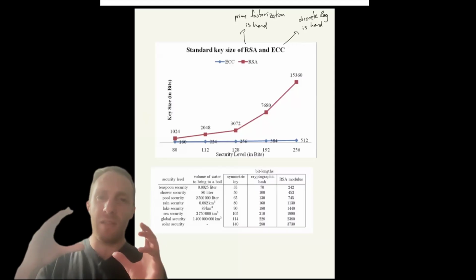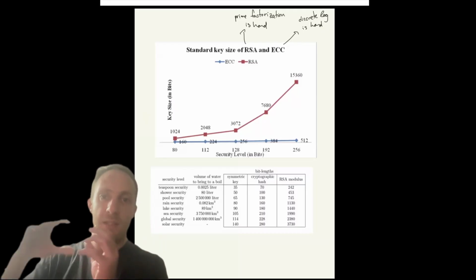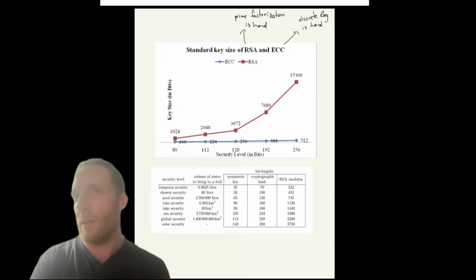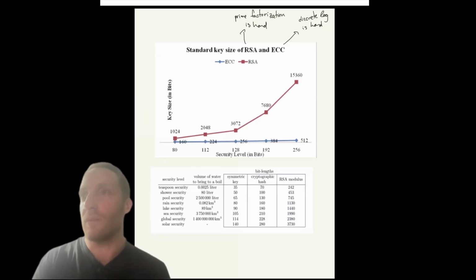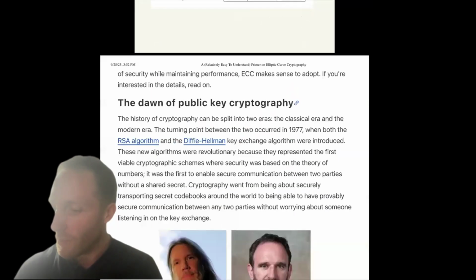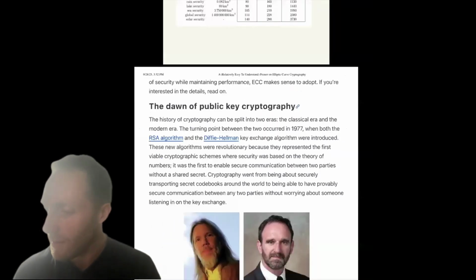Because factoring large numbers becomes kind of easier and easier as the prime numbers increase. At least that's the intuition that I have. Okay, so let's continue here with this. So zoom in a little bit.